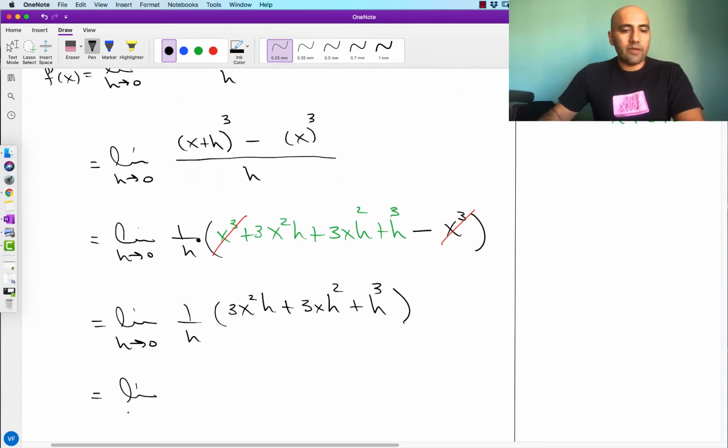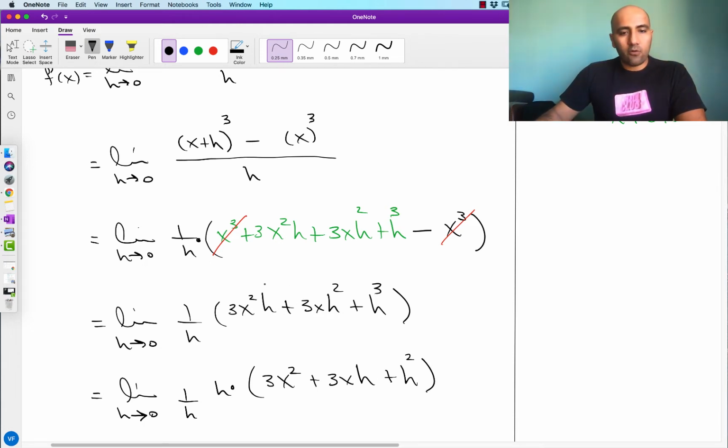So this will be equal to the limit as h goes to 0 of 1 over h times 3x squared plus 3xh plus h squared. Right, so this has h to the power of 1, h to the power of 2, h to the power of 3. So if we factor 1 h out, then this first term will no longer have an h. This middle term will now have h to the power of 1. And this last term now has h to the power of 2.